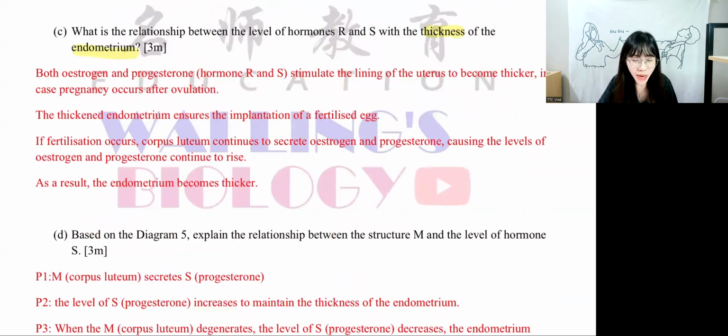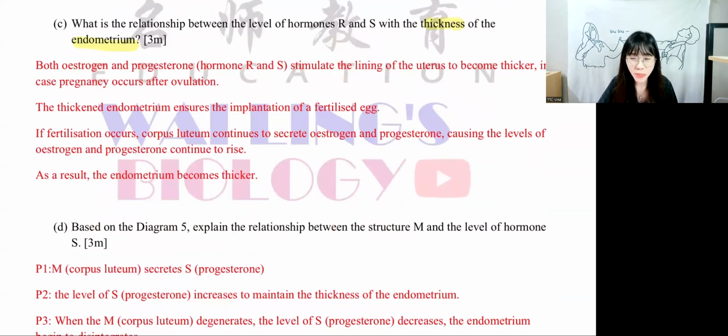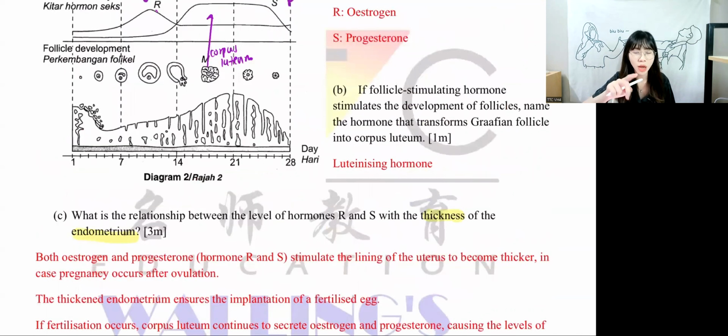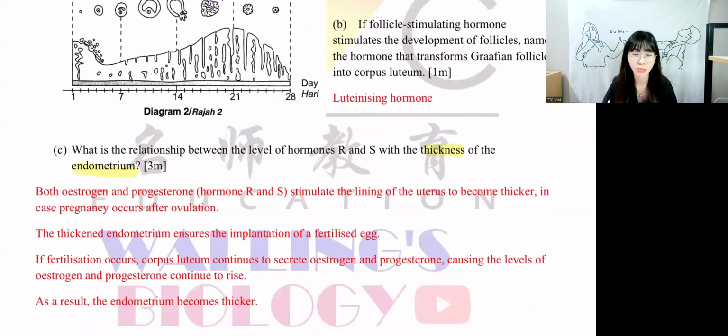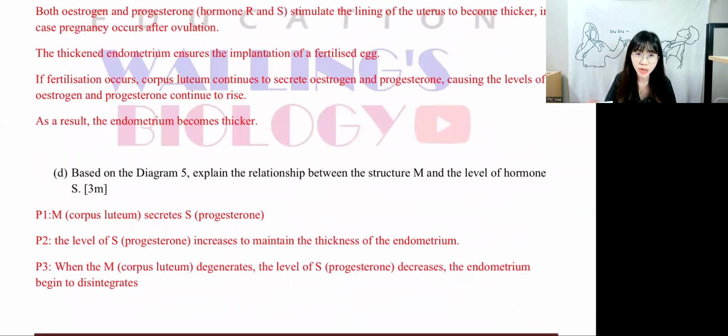Okay, D, based on diagram 5, explain the relationship between structure M and level of hormone S. Okay, M is corpus luteum, S is progesterone. Usually, it's always corpus luteum and progesterone. What is the relationship between these? We have to say corpus luteum will secrete progesterone. The function of progesterone is to thicken the endometrium wall. We can say thicken and vascularize.